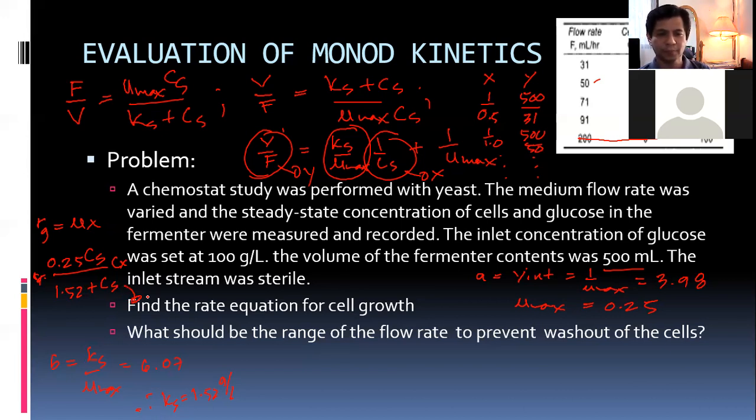Okay lang? Tapos, what should be the range of the flow rate to prevent washout of the cell? So ano sagot dito? Sa pangalawang tanong. It should be below 200 ml per hour. So ito, ang sagot naman dito is, it should be less than 200 ml per hour. Question. Do you have any question regarding this problem? Wala? Okay lang? Okay, so kung wala, let's proceed.